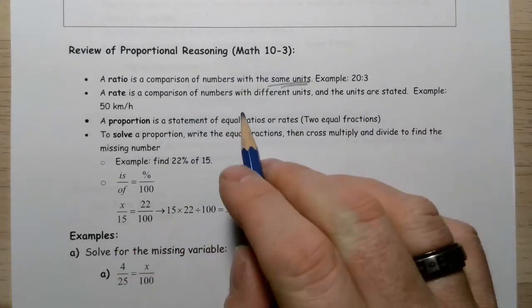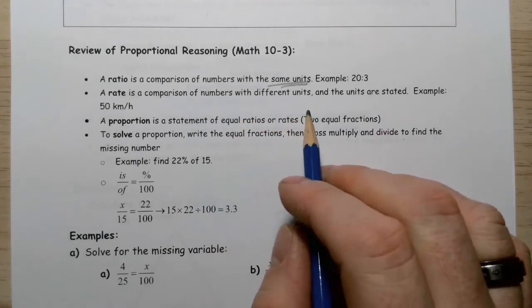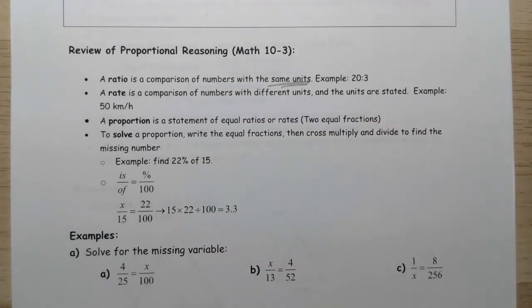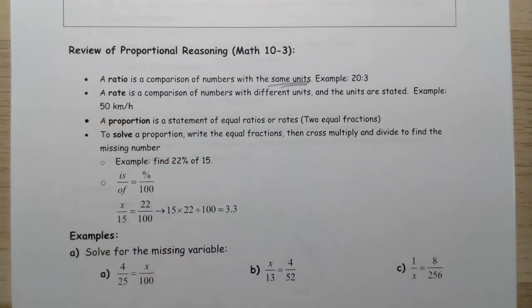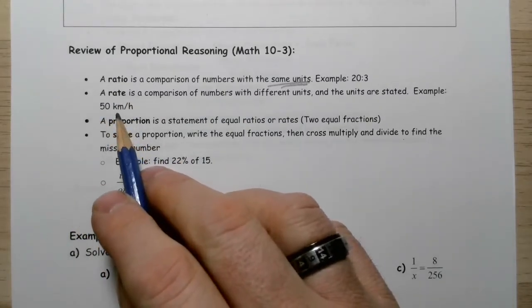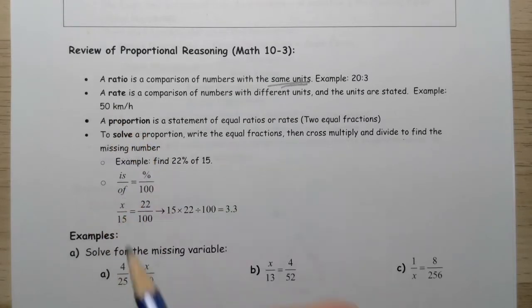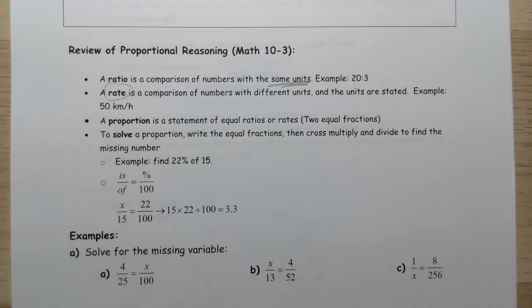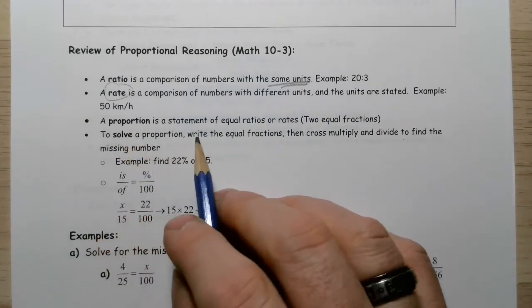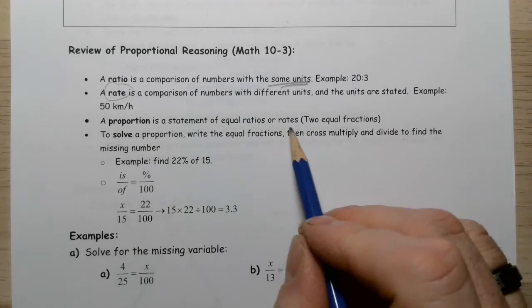A rate is a comparison of numbers with different units, and the units are stated. Kilometers per hour, for example. Rate is frequently per unit of time, but it doesn't have to be, because you can have variables changing with respect to other variables changing. A proportion is a statement of equal ratios or rates.